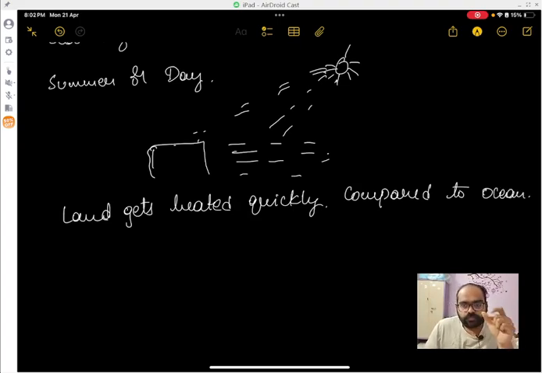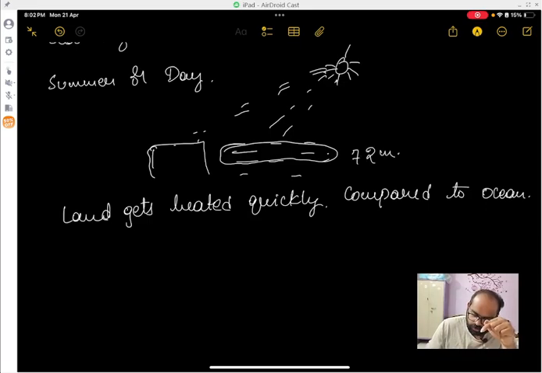Why? As soon as the sun's rays fall on the oceanic part, in order to heat up the upper part of the ocean, the rays do not penetrate more than 72 meters below the ocean, or 77, I think. They have to penetrate much deeper, so it takes more time for the oceanic part to get heated compared to land. So we can say that land gets heated quickly.